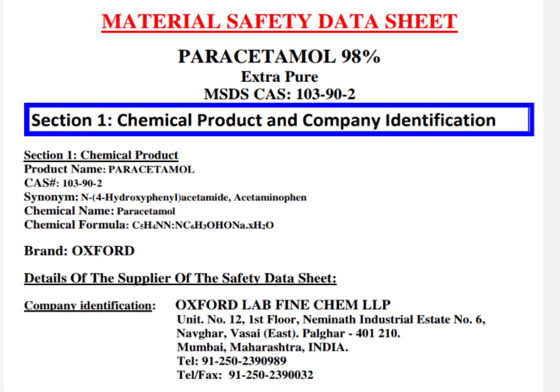Section number 1. Identify the product. At the beginning of the MSDS, you'll find basic information about the product, including its name, manufacturer, emergency contact information, and the date the sheet was prepared.